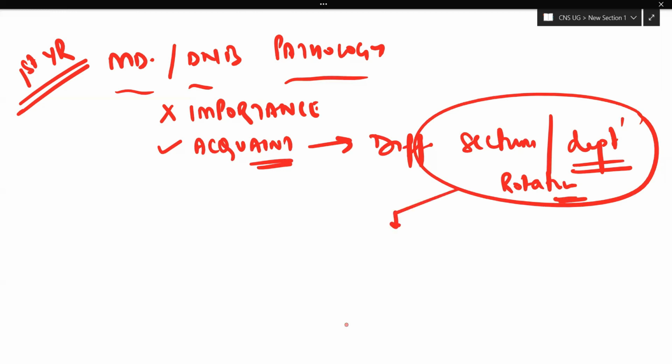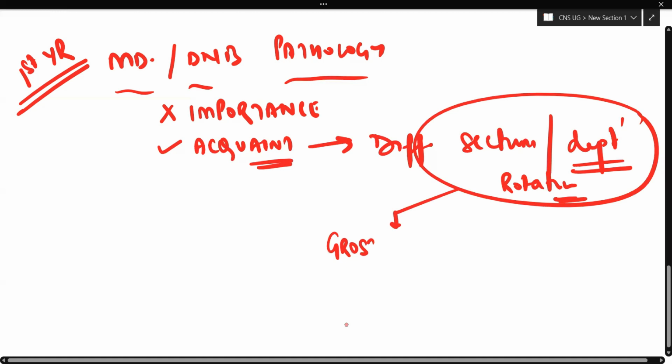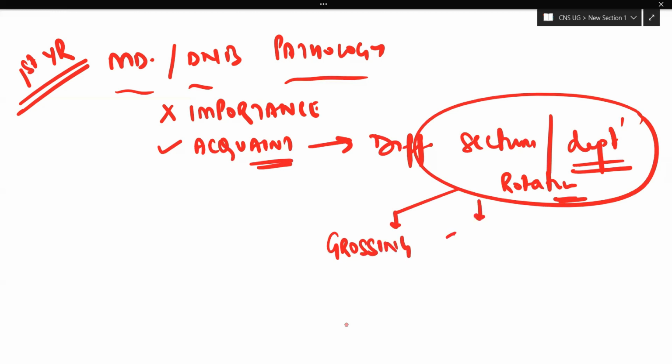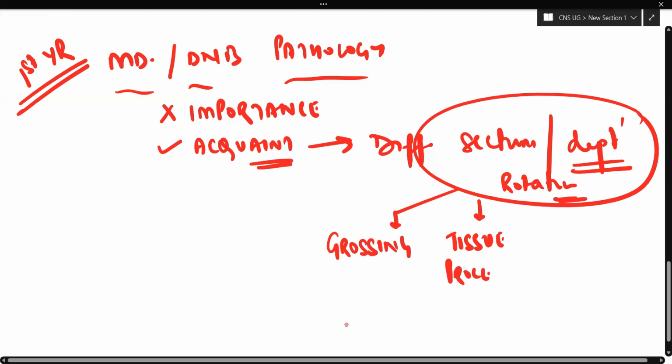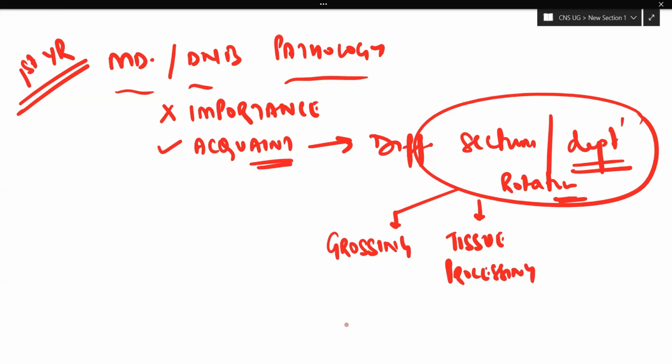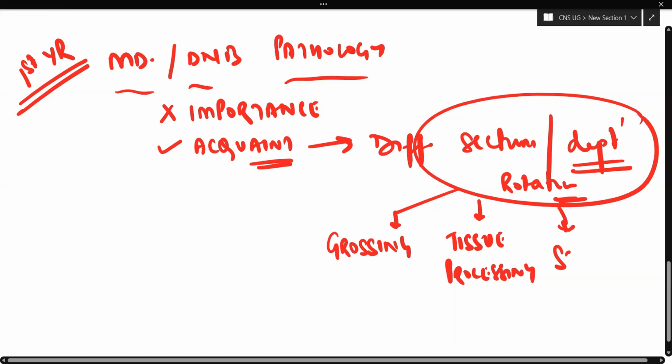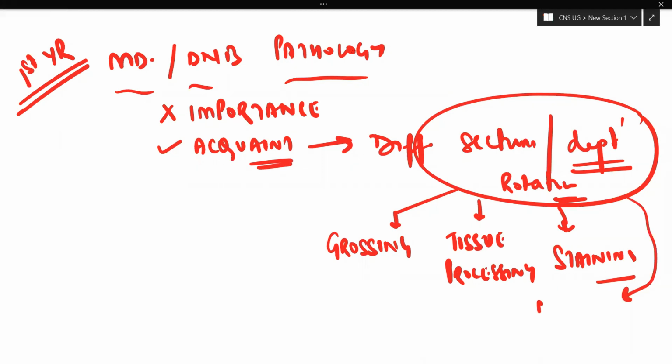For example, you should acquaint yourself with what is grossing, why grossing is done. After grossing, there is something called tissue processing. Yes or no? So you have to acquaint yourself with what is tissue processing, and after tissue processing, what is happening. Then you are also going to have the staining process. After the staining process, the slides are made. Section cutting is happening. Everything is happening. After that, the slides come to the microscope.